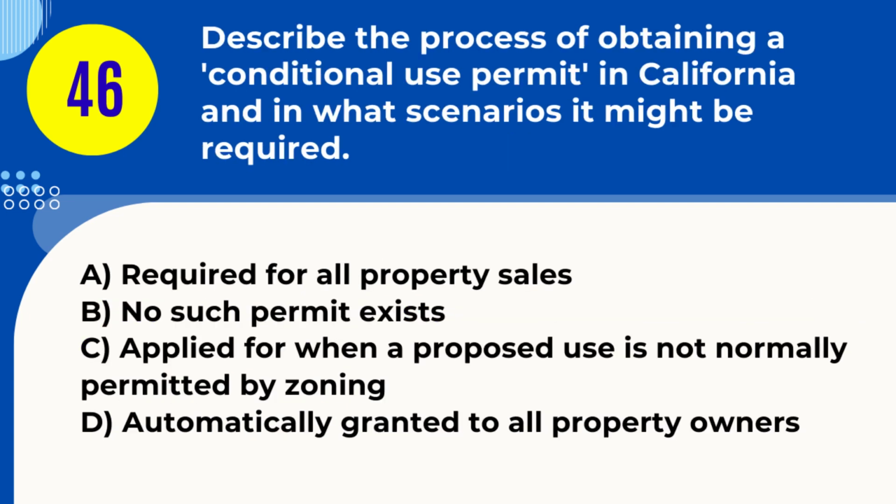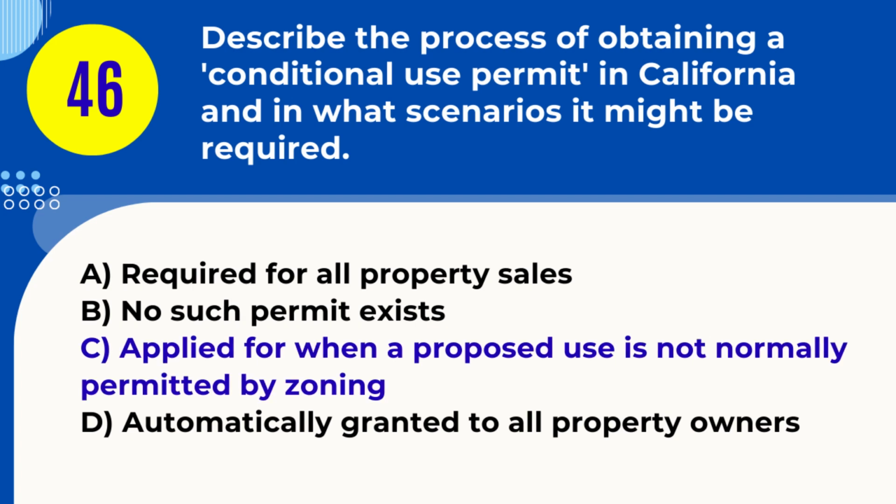Question 46. Describe the process of obtaining a conditional use permit in California and in what scenarios it might be required. A. Required for all property sales. B. No such permit exists. C. Applied for when a proposed use is not normally permitted by zoning. D. Automatically granted to all property owners.